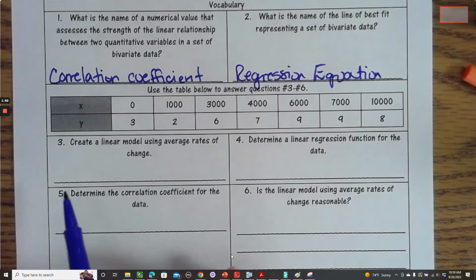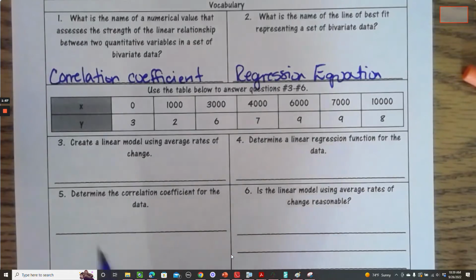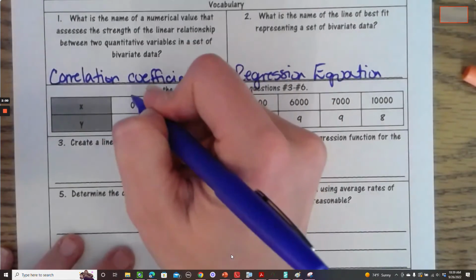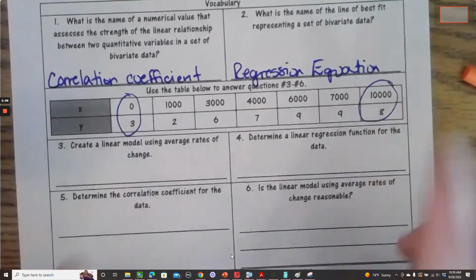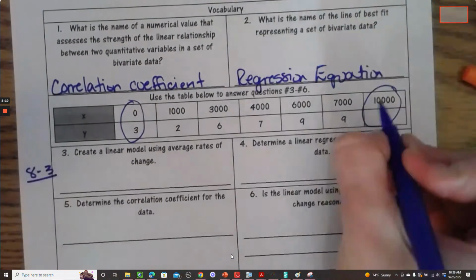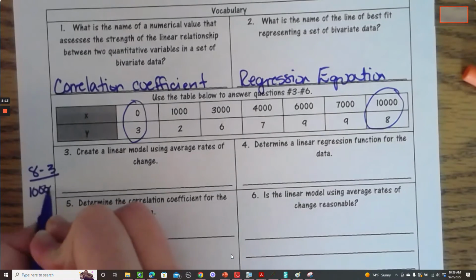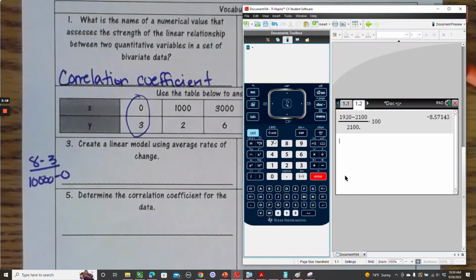All right, so what we're going to do first, we're going to create a linear model using average rates of change. So average rates of change, remember, is the lowest and the highest, and we do the y's. So we're going to do 8 minus 3 over 10,000 minus 0. That's how we're going to get the slope of this line. Put a decimal at the end, the bottom of the fraction. That is your slope.